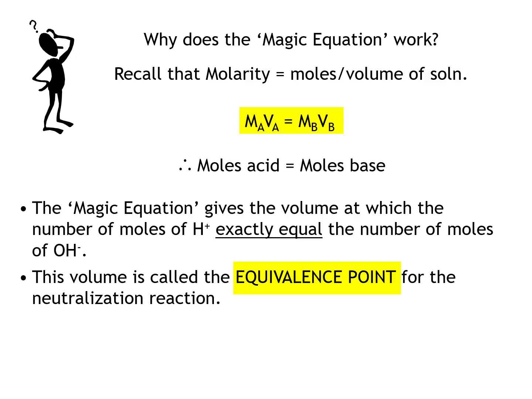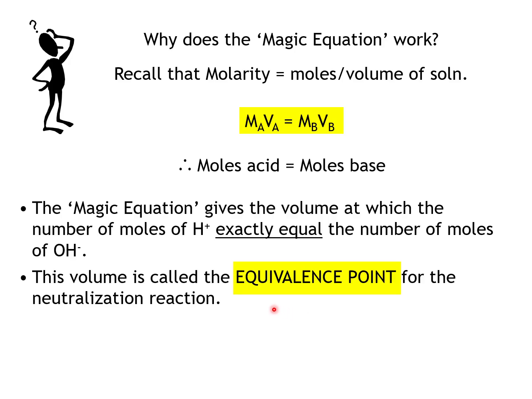So why exactly does the magic equation work? Remember that molarity is equal to moles over liters. So if you take molarity and multiply it by a volume, it will give you moles. And so at the equivalence point, the number of moles of acid are exactly equal to the number of moles of base. And so therefore you have hit that neutralization point.